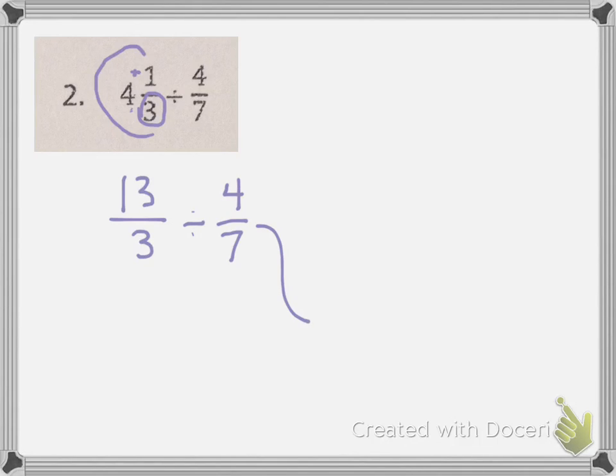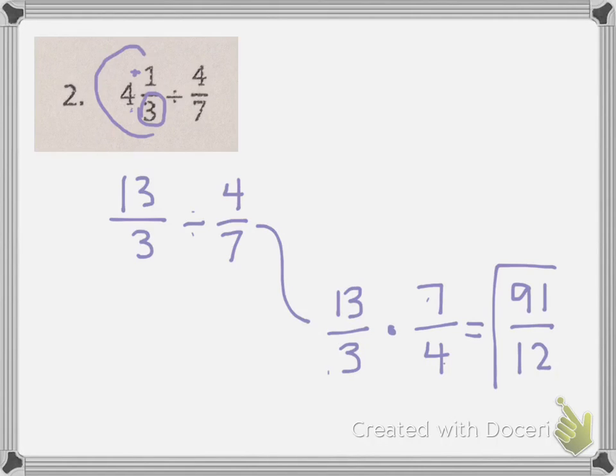I can't do that, so I'm going to rewrite as 13 thirds times the reciprocal, 7 fourths. I can't reduce 13 and 4, and I can't reduce 7 and 3. So I just multiply straight across. 13 times 7, well, that's 91, and 3 times 4 is 12, and that's my answer. 91 twelfths.